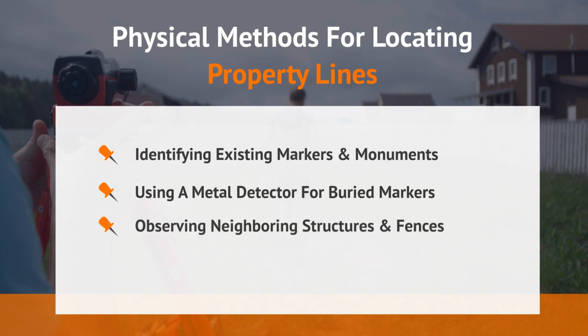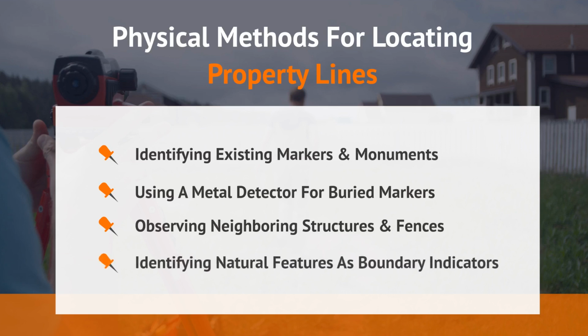3. Observing neighboring structures, fences, or walls that are aligned with the property lines. These man-made features can be reliable indicators, although deviations may occur. 4. Identifying natural features as boundary indicators like trees, rivers, or rock formations can also provide clues about property boundaries, but additional research may be necessary due to shifts over time.